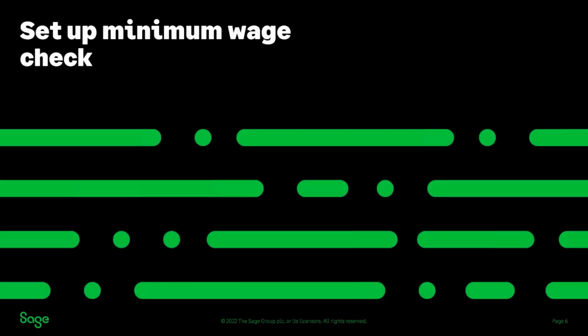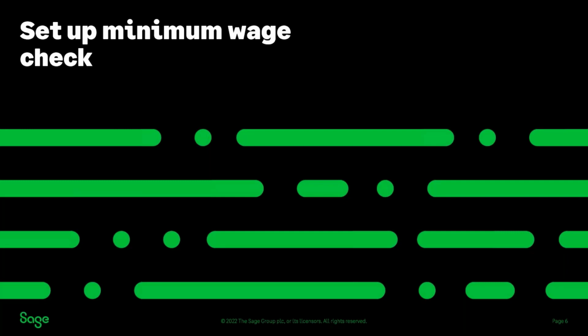What we're going to look at next is the minimum wage check feature in Sage 50 Payroll. So we're going to start with the setup process, and then we're going to do a little bit of processing. But the first thing I want to make clear is that the minimum wage check can only be used for employees that are paid hourly. So the only way that the system can do a calculation and confirm whether or not an employee is receiving the correct hourly rate is if they are paid hourly within the system.